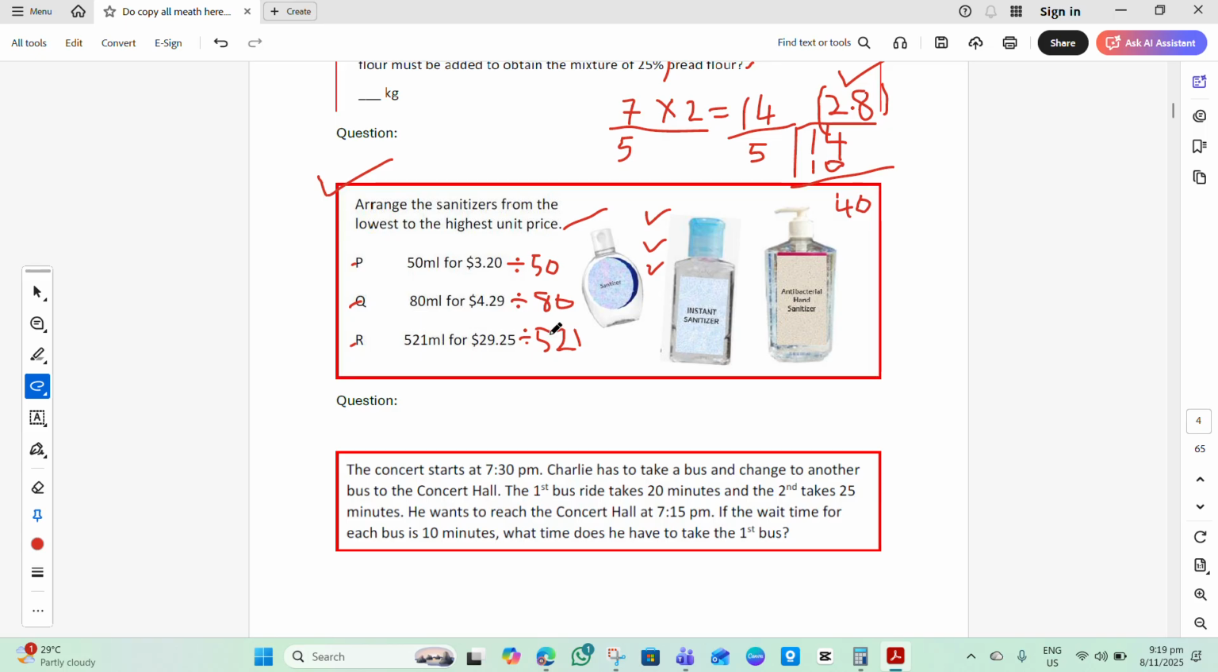The reason it is reversed is because this is quantity, and here it asks to arrange the sanitizers from lowest to highest price, already showing price. Then the quantity, we need to write price first, after the quantity. Just the changes if they come in this question, just remember price goes first, after that quantity goes second.